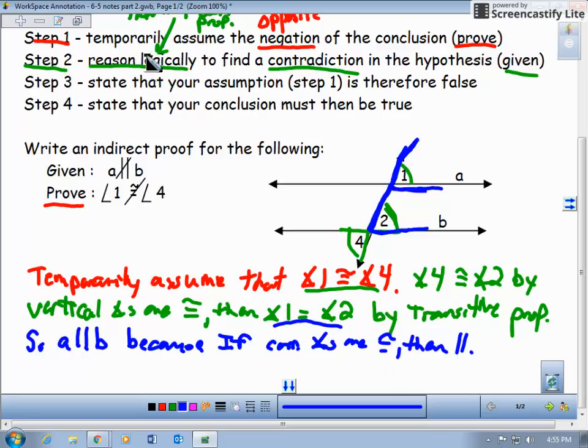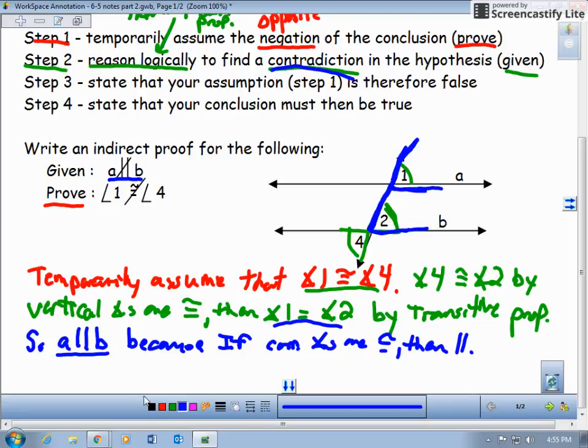And notice now I have found my contradiction, guys. I said A is parallel to B by using this information, negating the prove. And notice that this has contradicted the given that A is not parallel to B. That line through just means it's not parallel. So I'm done with step 2 now.